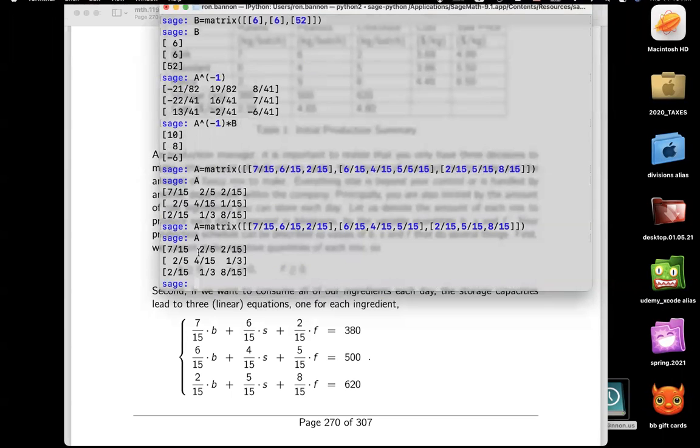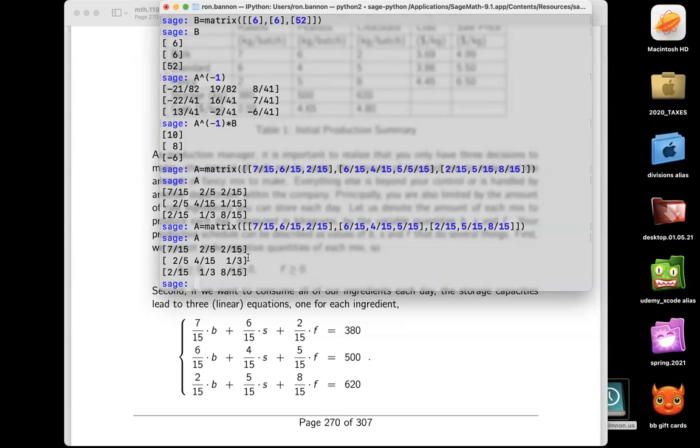Let's go back and look at it again. 7/15. Well, 6/15 is 2/5. 3 goes in 6 twice and 3 goes in 15 five times. 2/15, 2/5. Yep, that's 6/15. 4/15. 5/15 is 1/3. 2/15. 5/15 is 1/3. Gee, I typed that in right. I corrected my errors too.